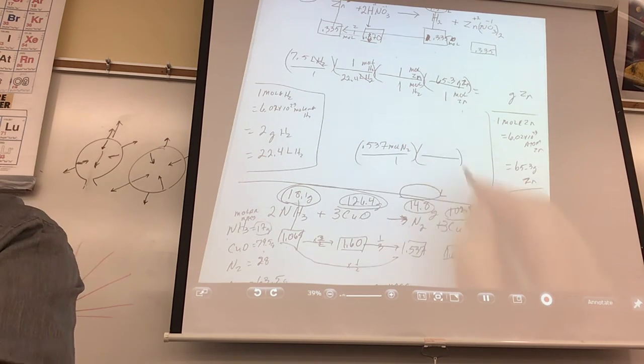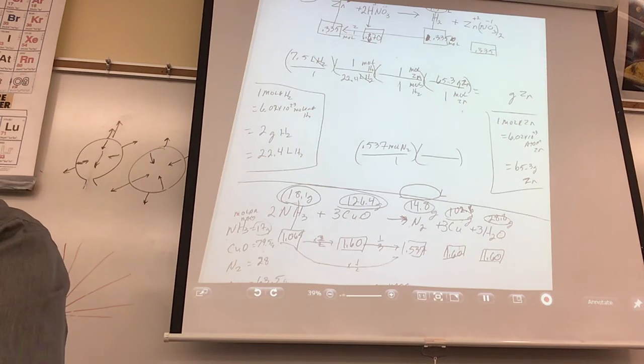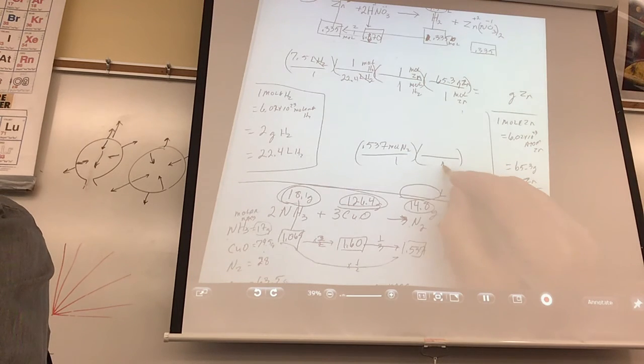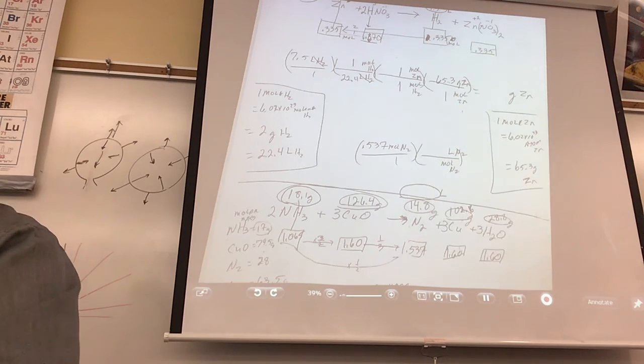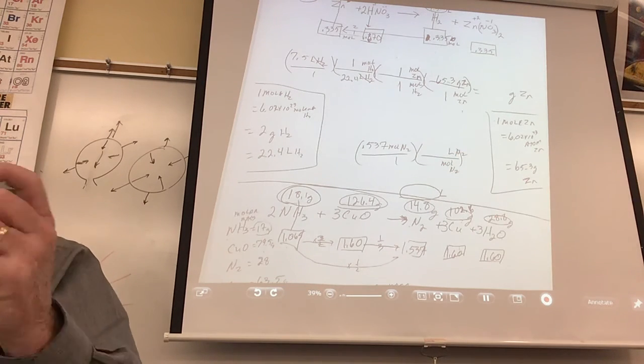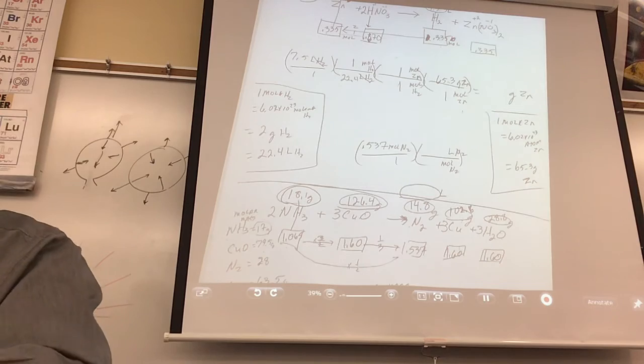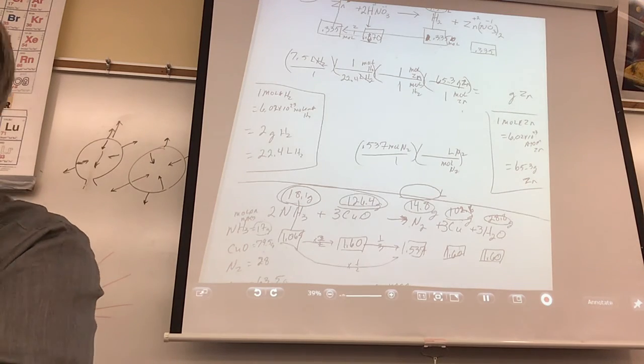Remember, if you forget the shortcut, you have to have something to fall back on, don't you? All right, now what I'm going to do is try to change that moles of N2 into liters of N2. Now you say to yourself, I don't know how to do that. Okay, tell me everything you know about N2.